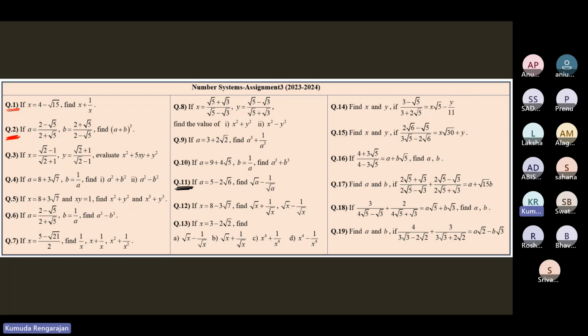So what is it that you will find first, children? Okay, let me tell you the procedure. Fine. You have A, right? A is equal to 5 minus 2 root 6. Find 1 by A. And tell me what is 1 by A.